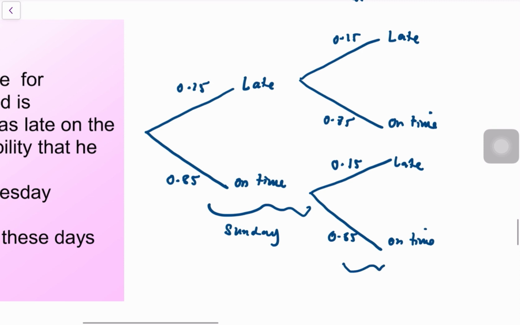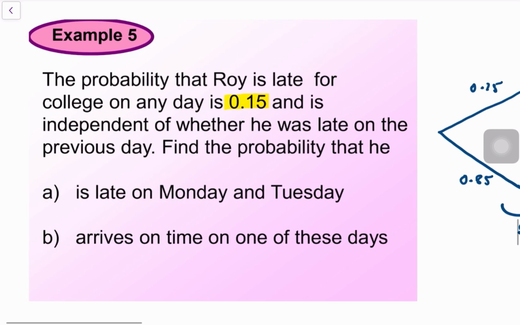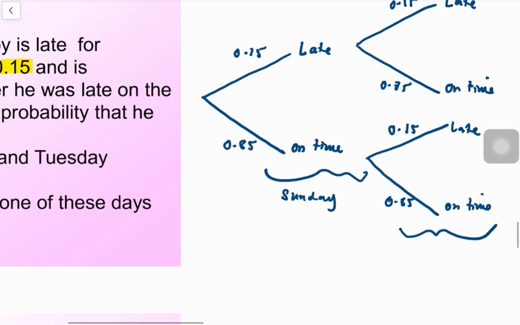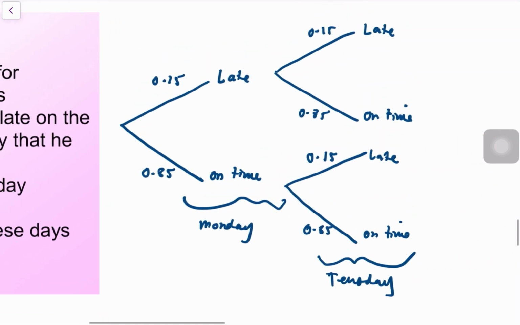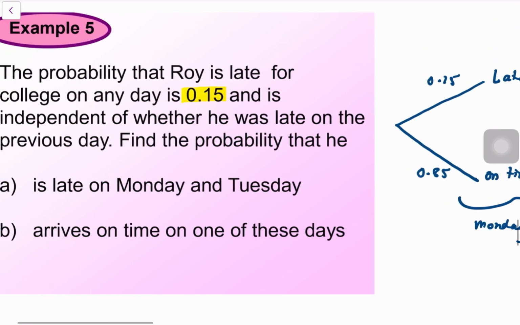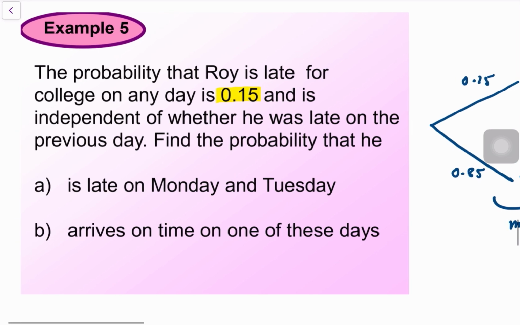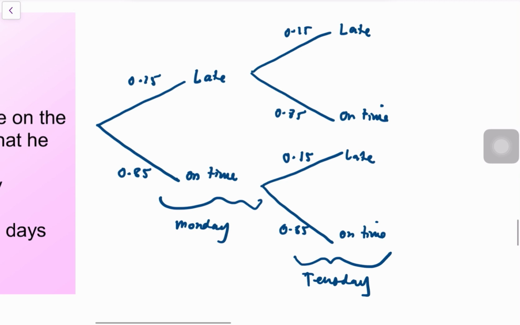Sorry, this is supposed to be Monday, and Tuesday. So according to this tree diagram, we know that these are independent events between these 2 days, as mentioned in the question. So now let's start answering A.